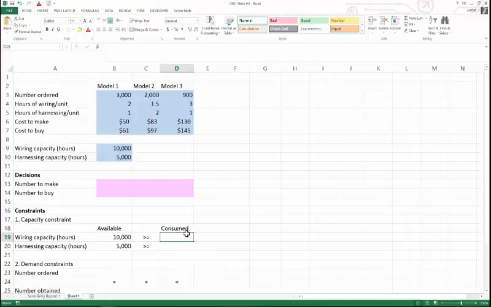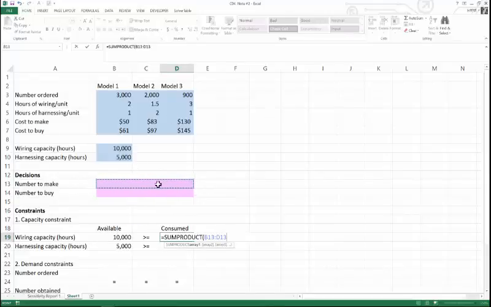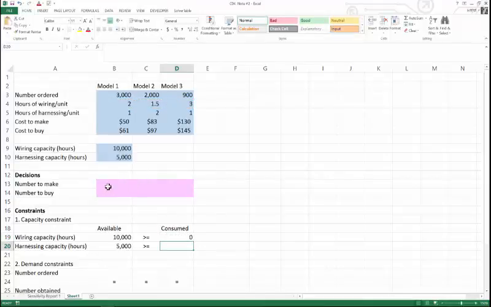So the consumed wiring capacity will equal, we're using the SUMPRODUCT function. So we will call in the changing cells, just the number to make, and then SUMPRODUCT with the hours of wiring per unit. So this is consumed. Since we got 0, it is because we haven't put any number in the decisions.